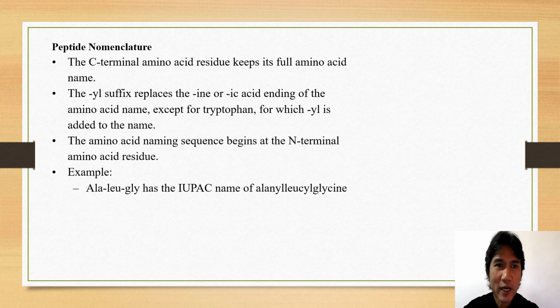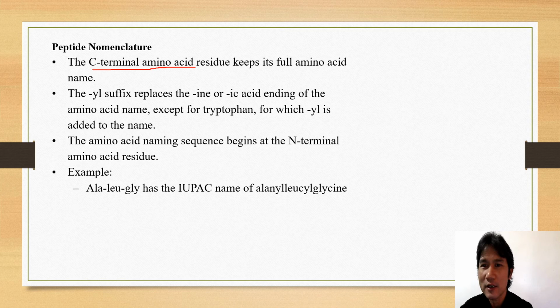At this point, we will see how peptides are named. For example, it says here, the C-terminal amino acid residue keeps its full name. Remember, the C-terminal amino acid residue is the amino acid at the rightmost of the chain, because that residue has the free carboxyl group. Now the rule is, the YL suffix is added to replace the INE or ic acid ending of the amino acid name, except for tryptophan, where YL is added to the name.